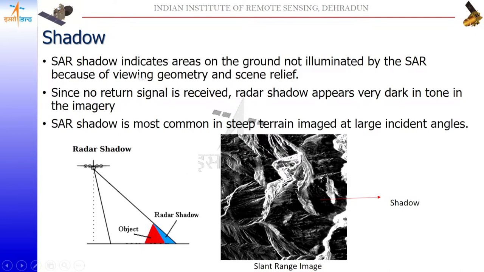Radar shadow indicates areas on the ground not illuminated by SAR because of the viewing geometry and scene relief. Since no return signal is received, radar shadow appears very dark in tone in this imagery. SAR shadow is most common in steep terrain imaged at a large incident angle.